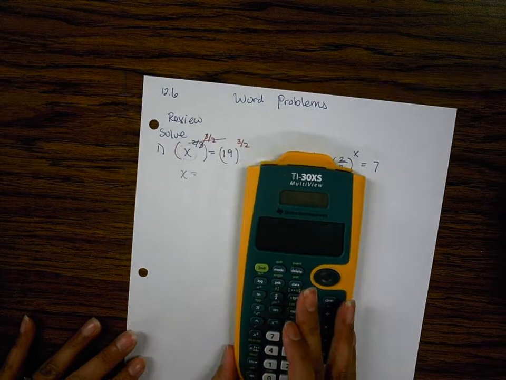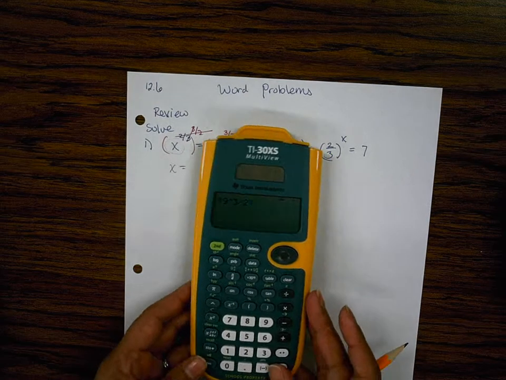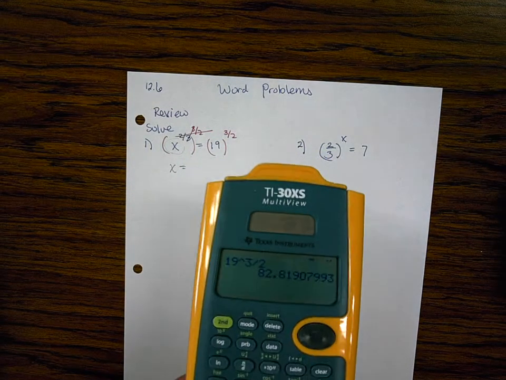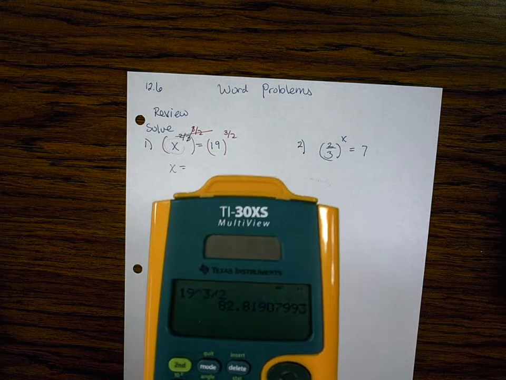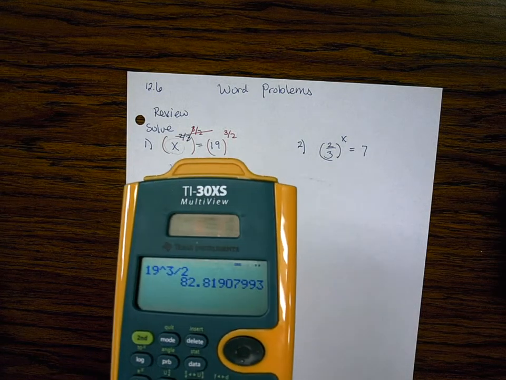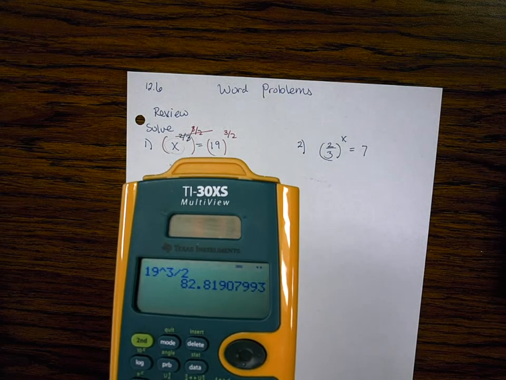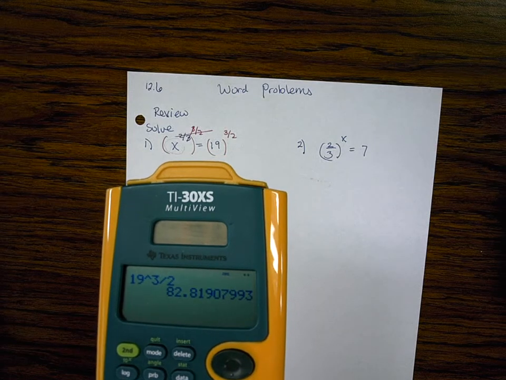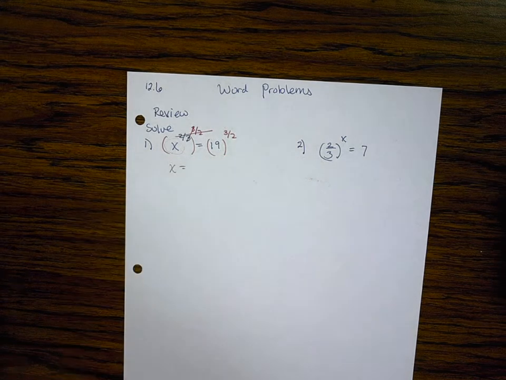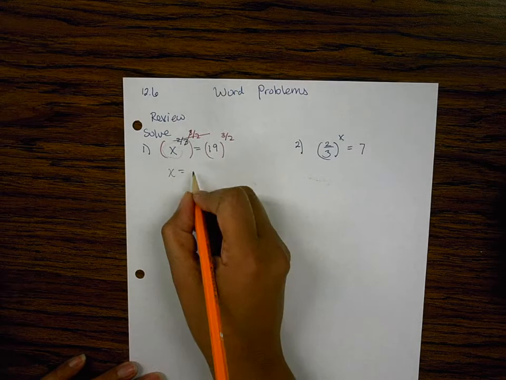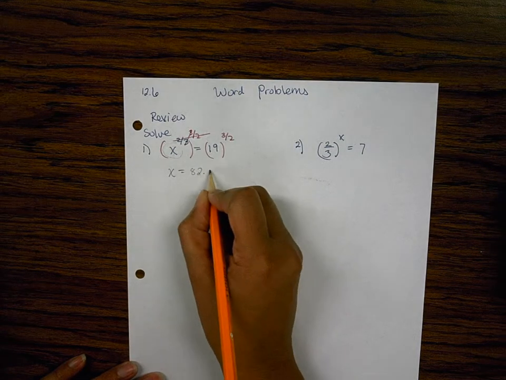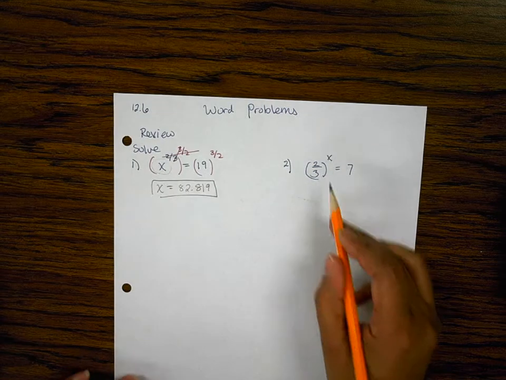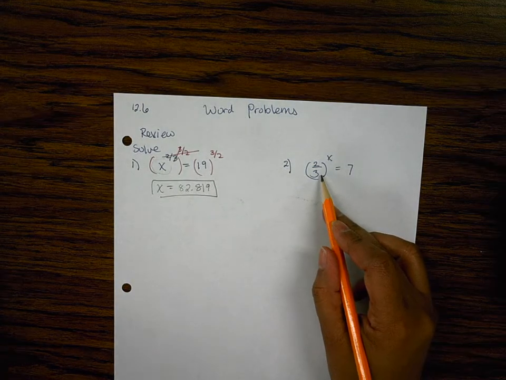19 raised to the, use your fraction key, 3 fraction 2. If you're using your division key, you will need parentheses. If you can see it, but you know what it should look like. 19 raised to the 3/2. Again, fraction key, if you're going to use division key, you need parentheses around the 3 and the 2. And we're going to write that as 82.819.